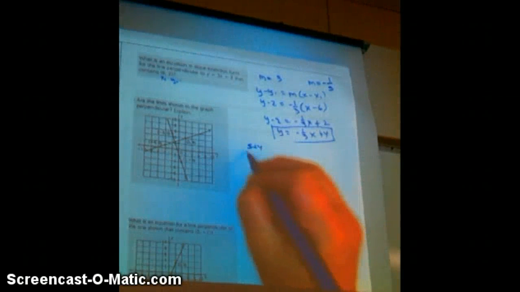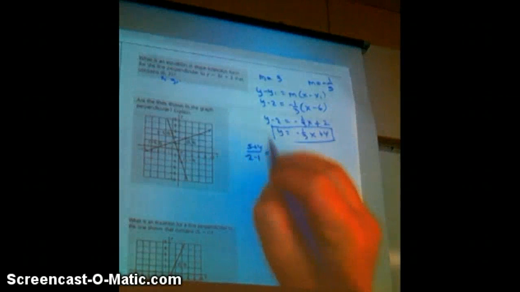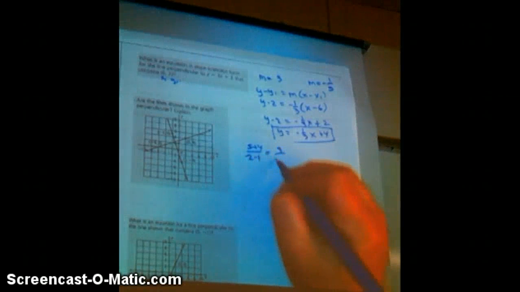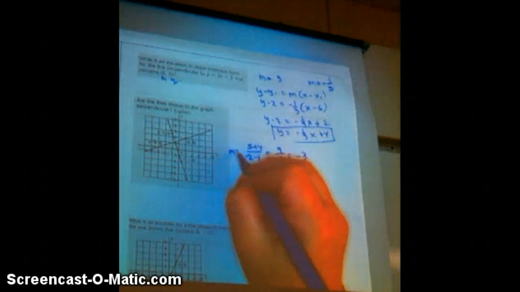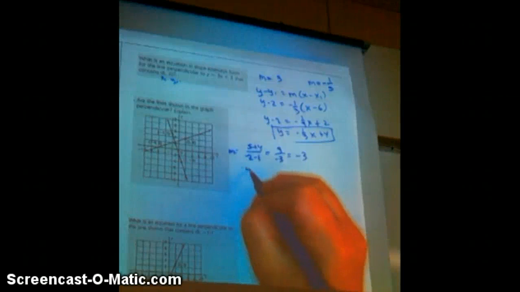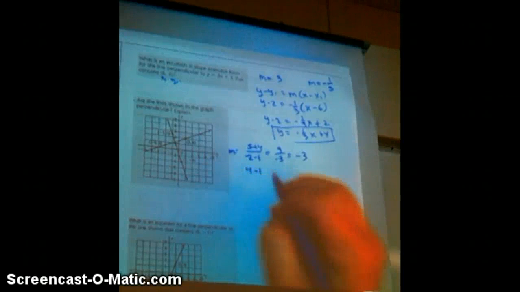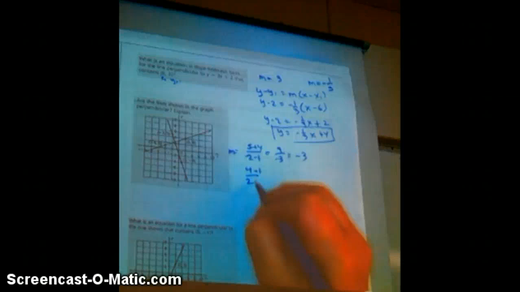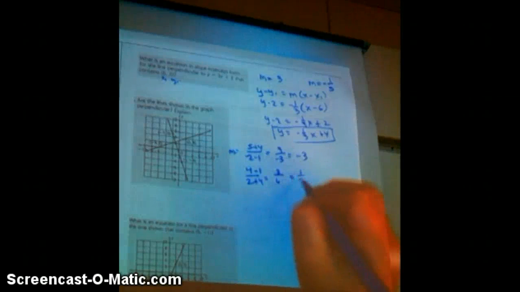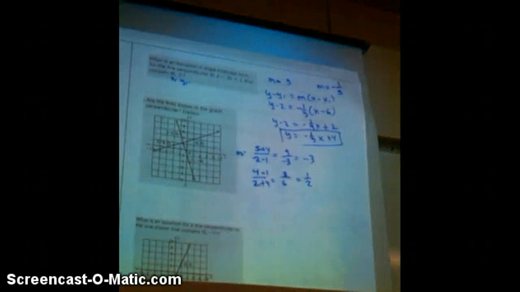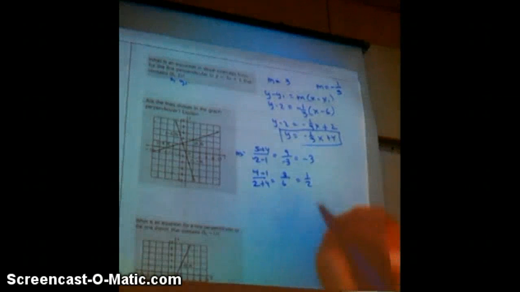We would have 5 plus 4 over negative 2 minus 1, which gives me 9 over negative 3, a slope of negative 3. The other line would be 4 minus 1 over 2 plus 4, which gives me 3 over 6, which equals 1/2. Is this the negative reciprocal? Will the product of these be negative 1? No.